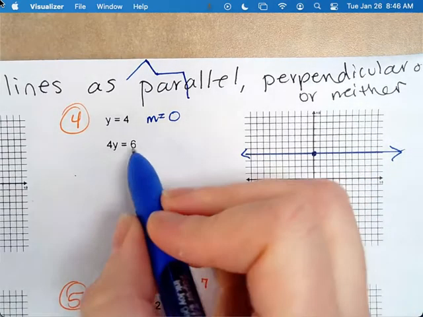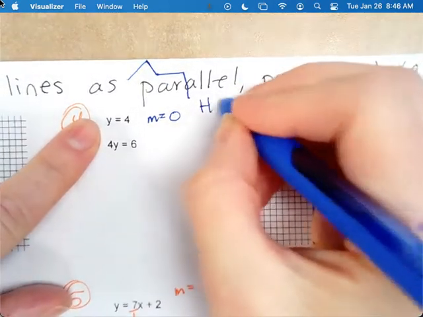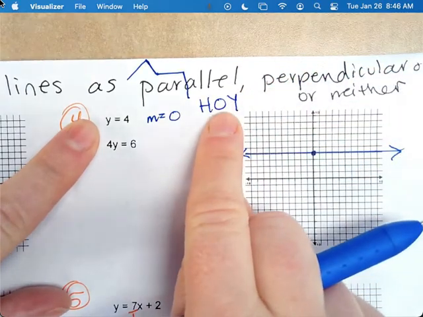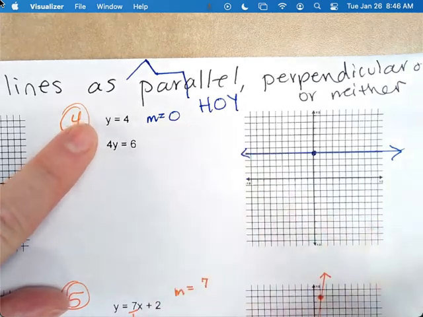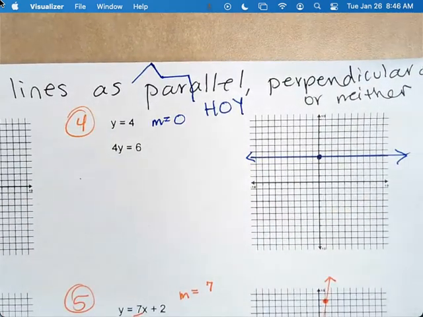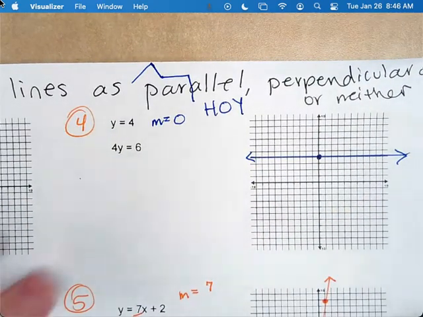Okay, so a way to remember this is HOY. If it's a 0 slope, y equals the number, it's a horizontal line. The other one was VUX, vertical line, undefined, x equals the number.